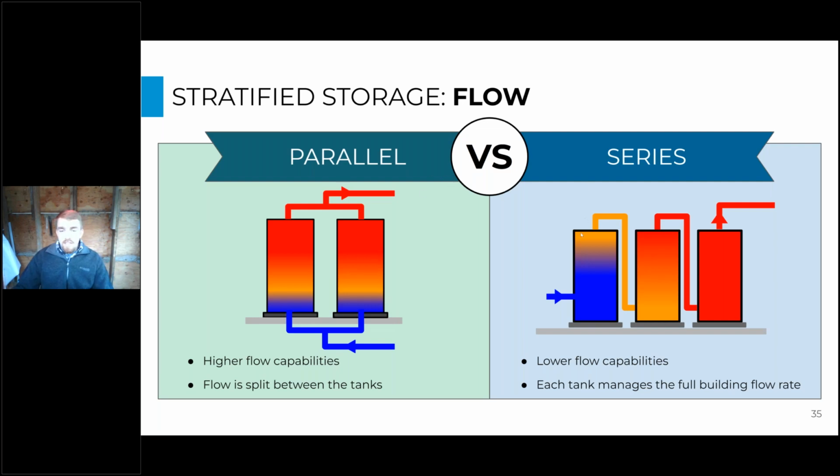Plumbing in series, on the other hand, you can see there's just one single path for that entire flow to go. So if you have 10 GPM going to the building, you also have 10 GPM going through each tank and each inlet and outlet. So your maximum flow capabilities are a lot lower unless you specify tanks with much larger connections.